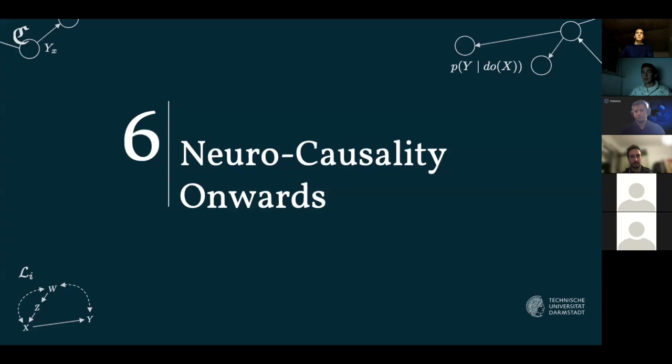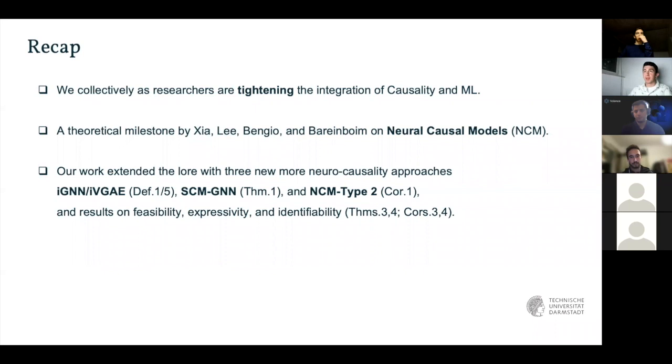Yeah, so coming to an end now, let's maybe do a recap. Collectively as researchers, we're now tightening this integration, and I believe it's amazing to see in this group that there is so much interest. I hope that we are the future generation which carries some weight on our shoulders. That's really cool. I believe the theoretical milestone was this recent work, which I think was also now accepted to NeurIPS.